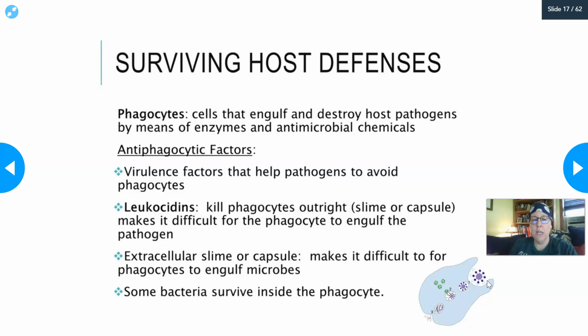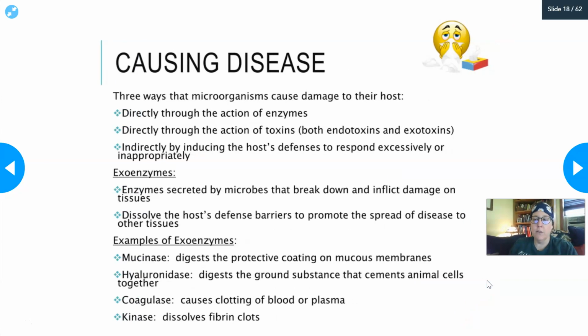So leukocidins, the leuko for white, cidin is to kill. They kill phagocytes, so they kill white cells outright. So slimes or capsules can do that, which makes it difficult for the phagocyte to engulf the pathogen. And an extracellular slime or capsule makes it difficult for it to engulf the microbes. And some bacteria, because of their capsules and slime stuff, if they do get ingested, it can make it easier for the bacteria to survive inside the phagocyte. And so it actually just found a new home. And it can live there for a while and even duplicate itself.